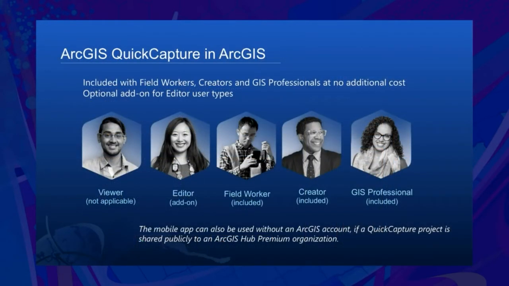A bit on licensing. Hopefully you're aware, just like apps such as Survey 123, QuickCapture Mobile is included with a field workers user type and above, or as an optional add-on license for editors. Additionally, if you want to create and share QuickCapture projects publicly, for crowdsourcing activities, for example, then you need an ArcGIS Hub Premium license. This means that the user can download and use the project without having to sign in.